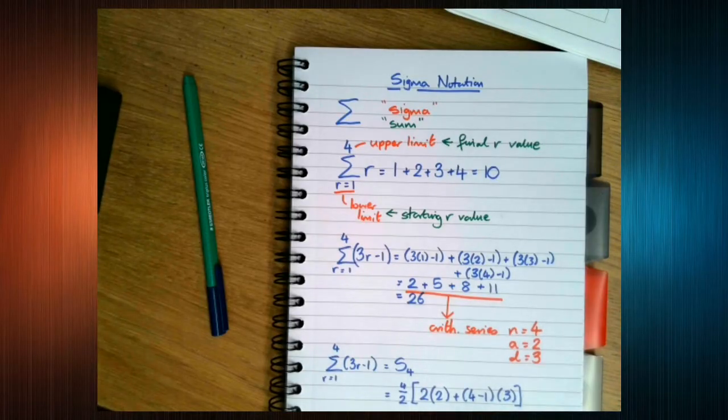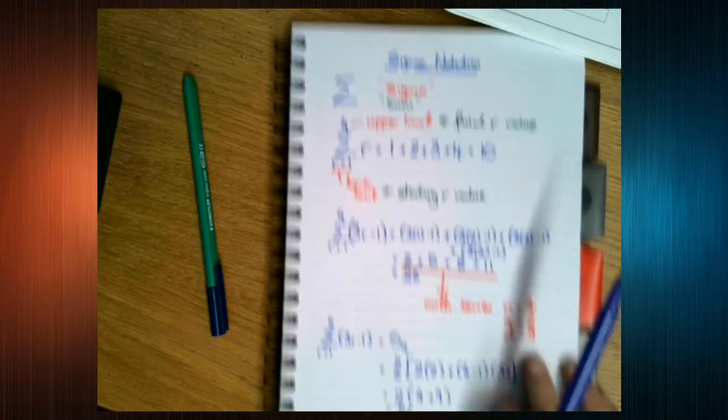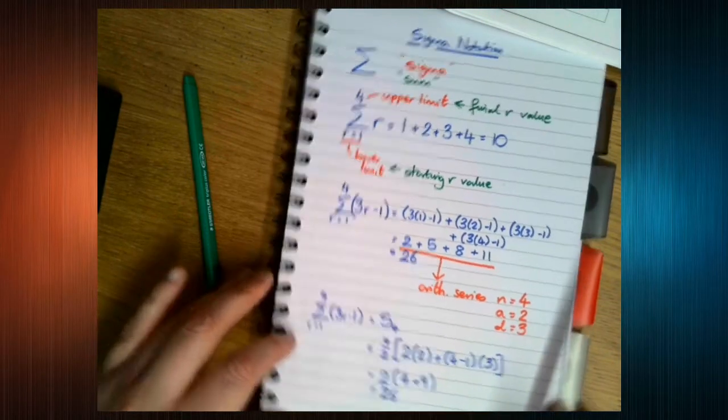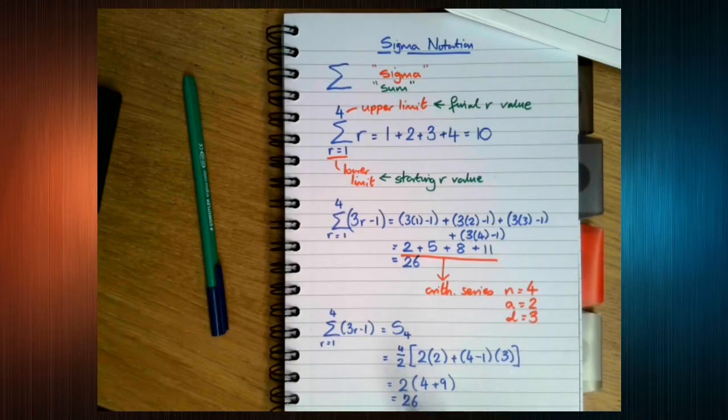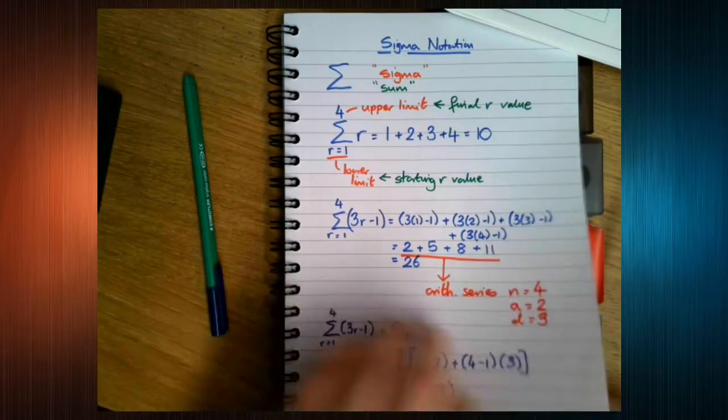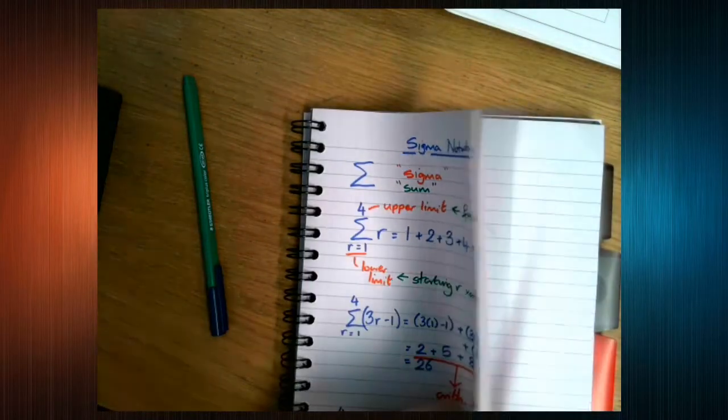This is really useful if you have a really long series. This one was very short, so we can just do 2 plus 5 plus 8 plus 11 and get 26 quite easily. But this is a much quicker method if you have a very long series. So let's do another example with that kind of thing.